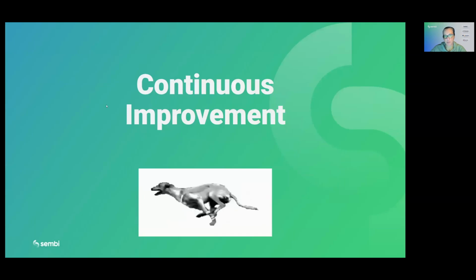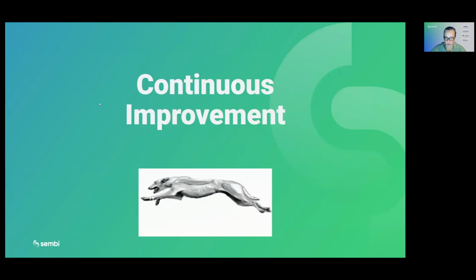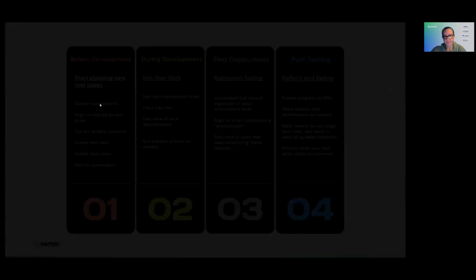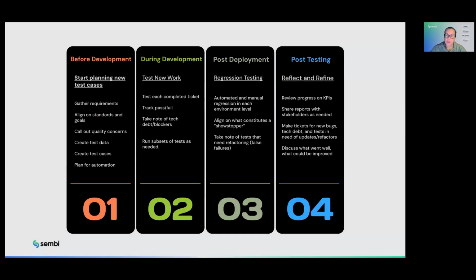And then just continuous improvement. What are some other things that we can do just to make our processes and procedures and tooling work for us instead of us fighting it? Some of the things I've gathered over my decade as an automation engineer that I found very helpful are, before development starts, start planning your new test cases. You can start gathering your requirements, align on your standards and goals.